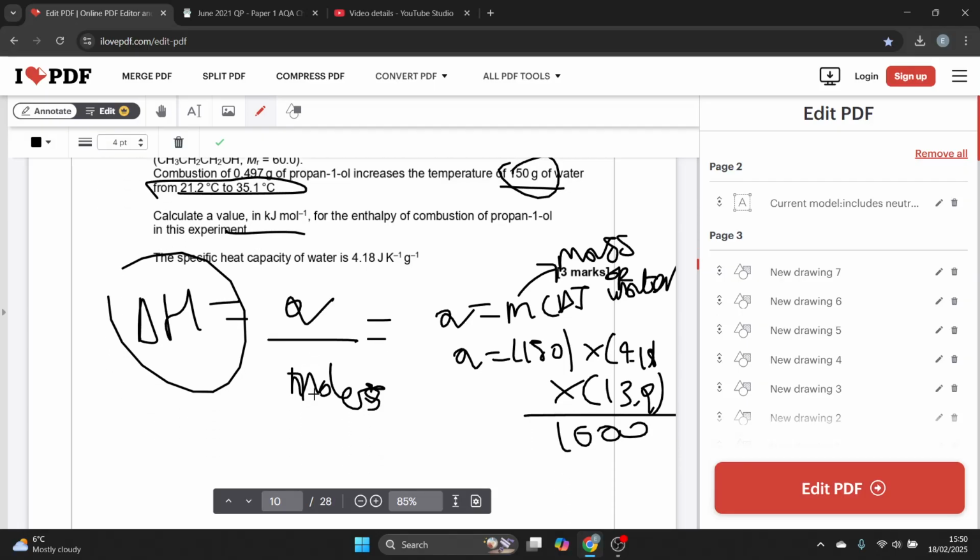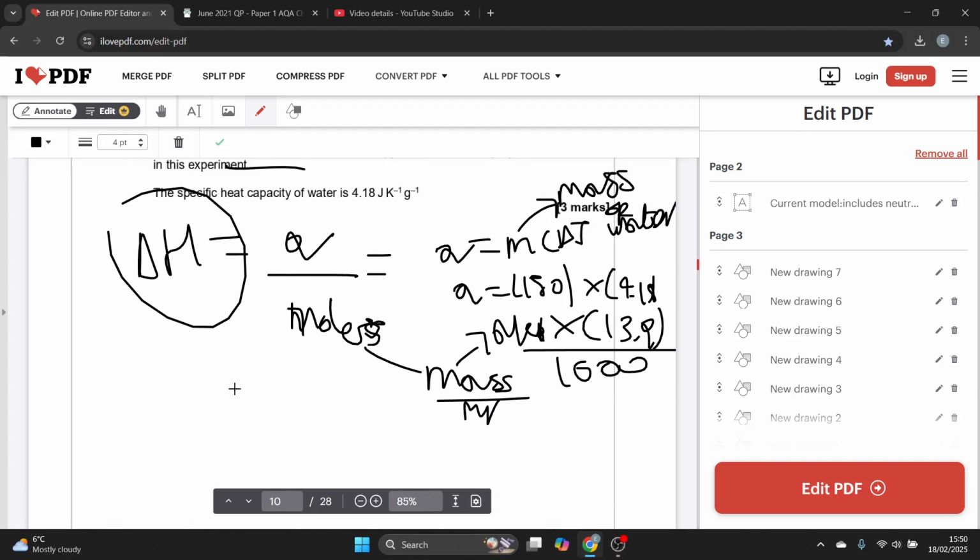And then the moles is the mass over MR. Again, in this case, the mass is not of water, the mass is of the alcohol. And you need to know these tiny details, otherwise you would lose significant marks, because if you don't know which mass it is, then you're going to get it wrong.